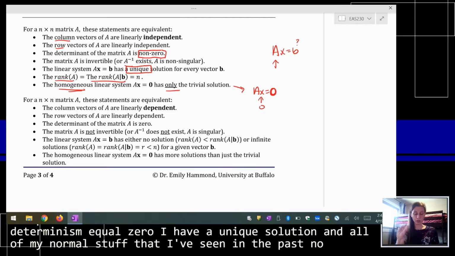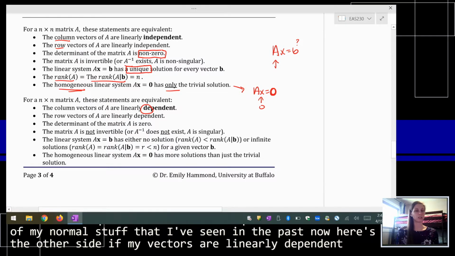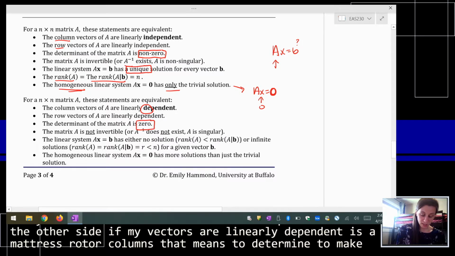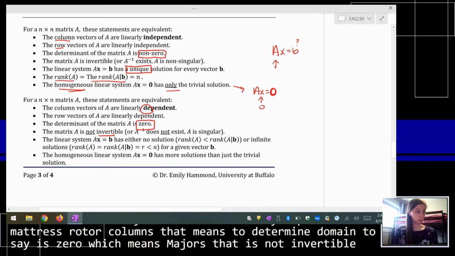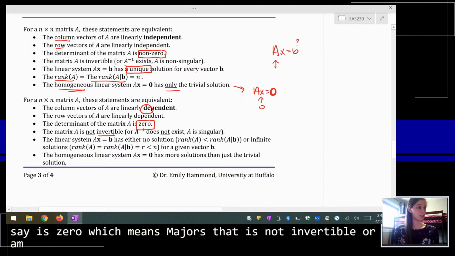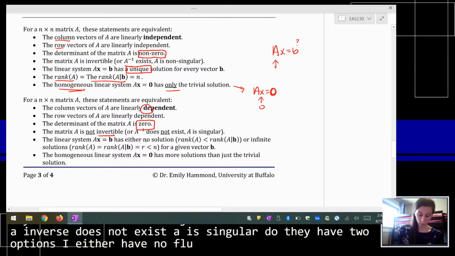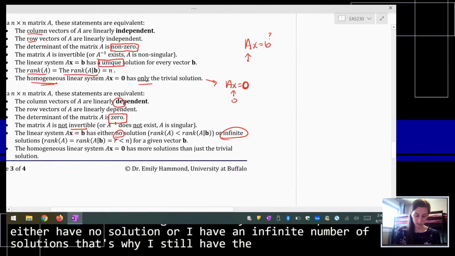Now here's the other side. If my vectors are linearly dependent, it doesn't matter if it's rows or columns, that means the determinant of matrix A is 0, which means matrix A is not invertible, or A inverse does not exist. A is singular. Then I have two options. I either have no solution, or I have an infinite number of solutions. And so I still have those two options.